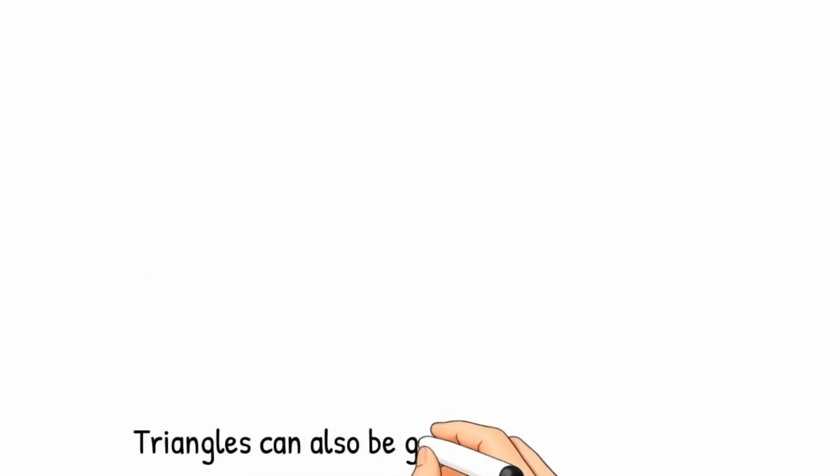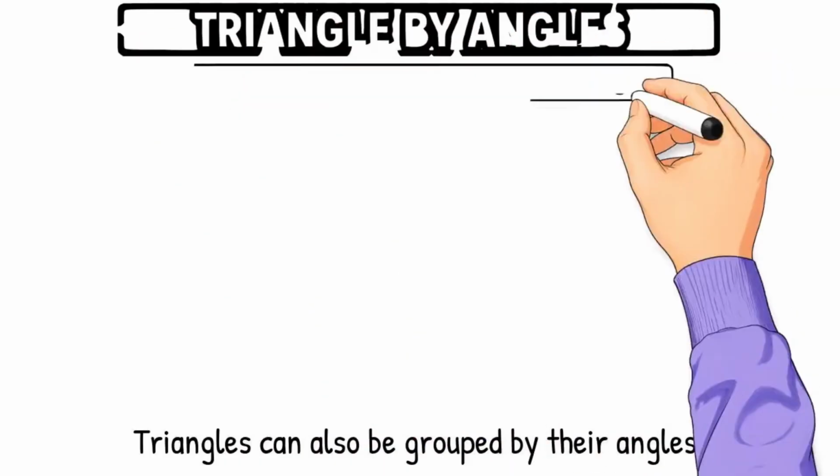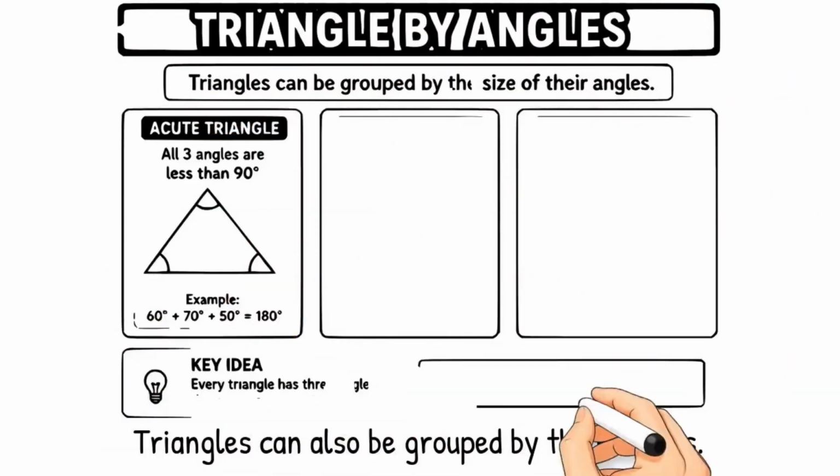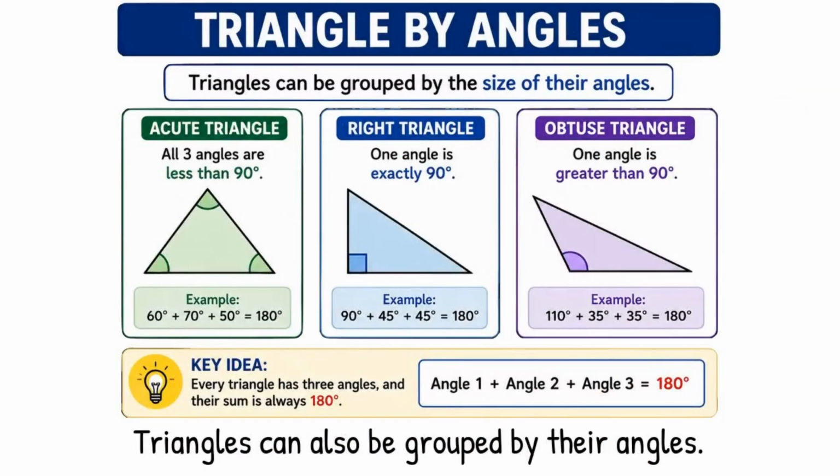Triangles can also be classified by their angles. An acute triangle has all angles less than 90 degrees. A right triangle has one angle exactly 90 degrees. An obtuse triangle has one angle greater than 90 degrees.